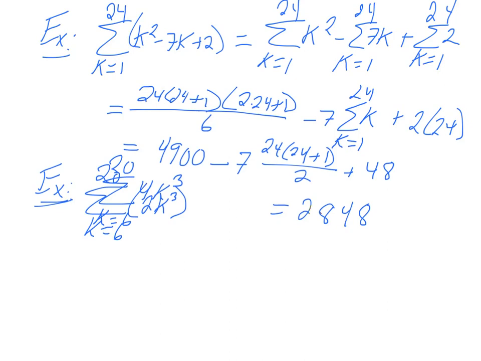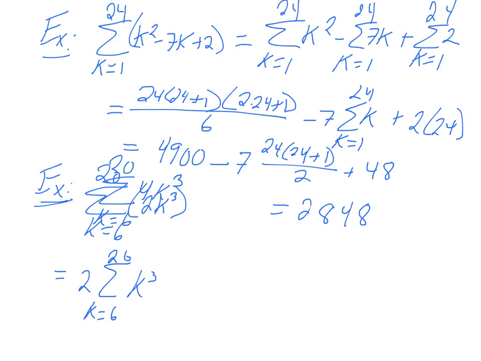This last one's a little trickier. Got to do a couple things here. First of all, I'm going to pull out the 2. Then I just have the k cubed by itself. But then I realize the index is 6 to 20, so I can't use my formulas. These formulas right here only work if I go from 1 to something.